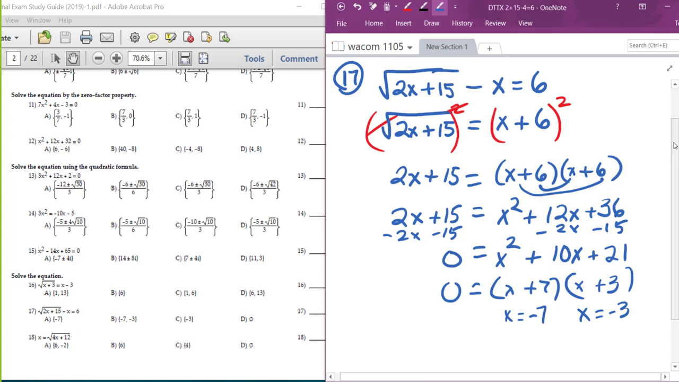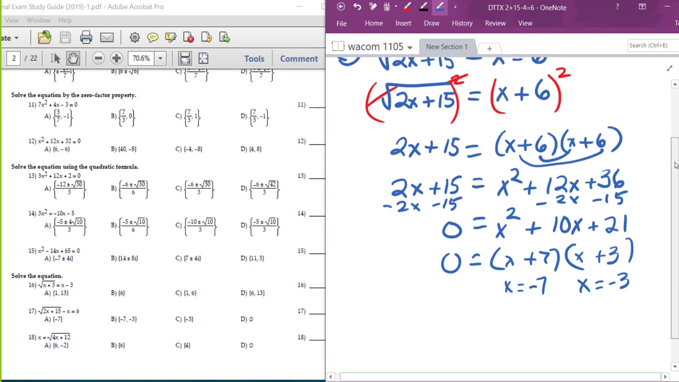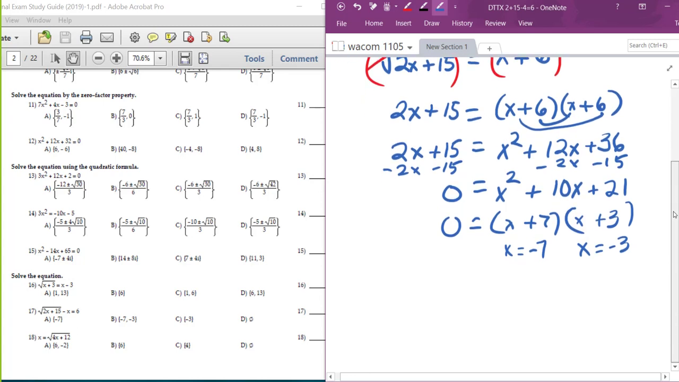So I'm going to have to move this down to have enough space. I'll have to look back over to get my original. So first I'll check the -7. And this one is problem 17. So I'm going to plug it in. 2 times -7 plus 15, that's all under the radical, minus a -7, don't lose a sign there. Is that equal to 6?